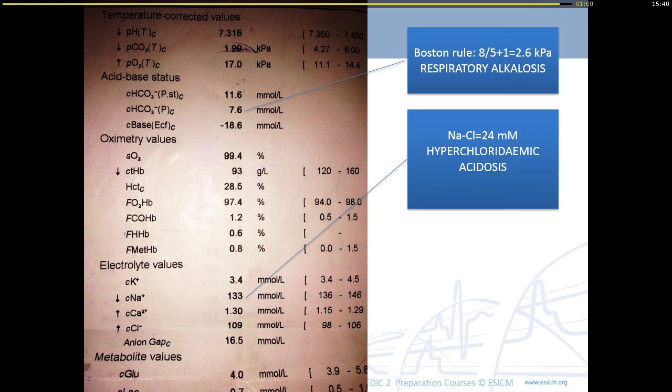If you look at the sodium and chloride difference, this would tell you that it's only 24. So there is a hyperchloridemic acidosis. It's supposed to be 40, isn't it? Why is that? This was the very first gas. She hasn't had even a drop of normal saline at this stage. Can anybody integrate these two into one diagnosis so far?